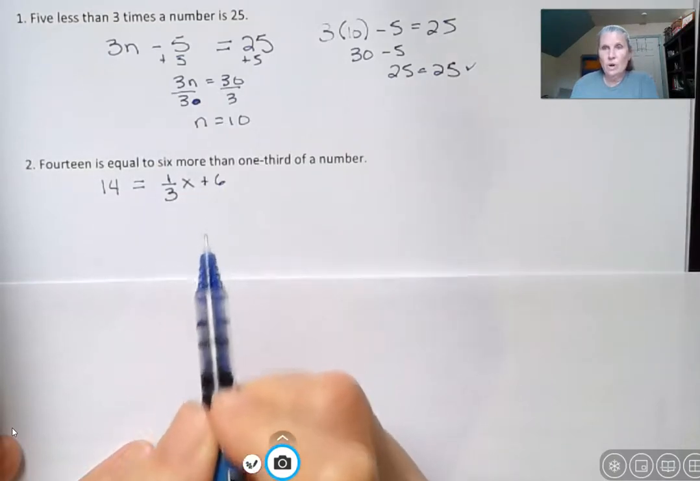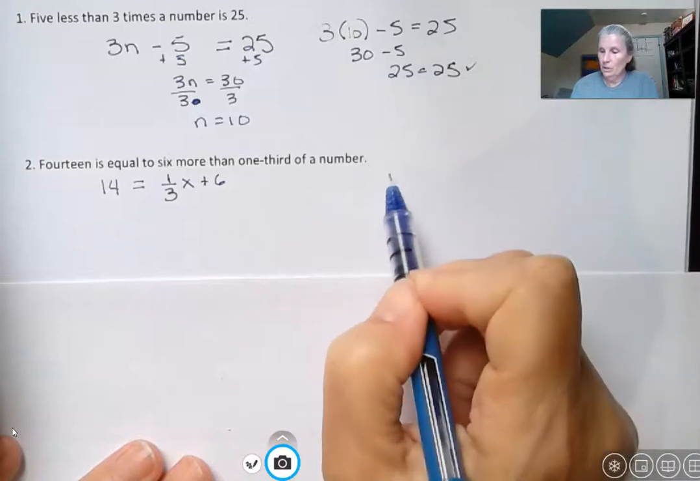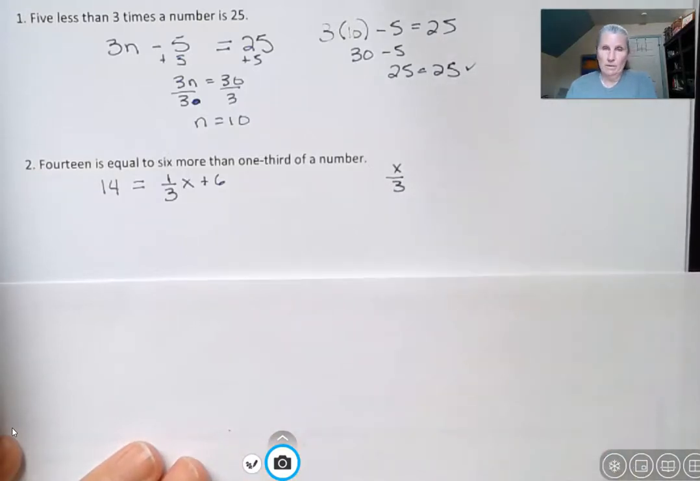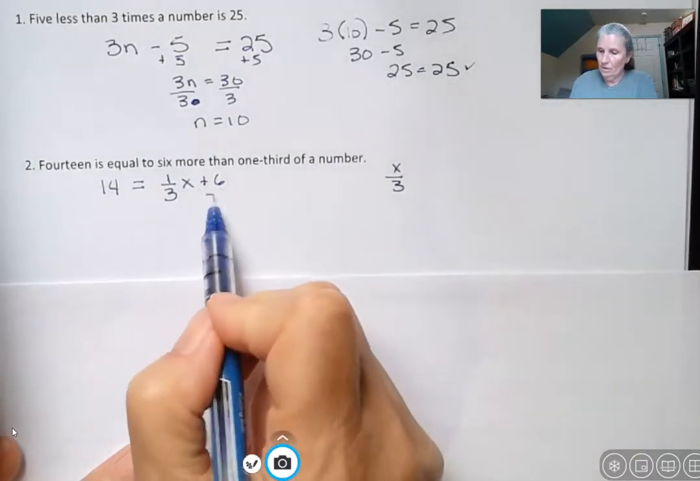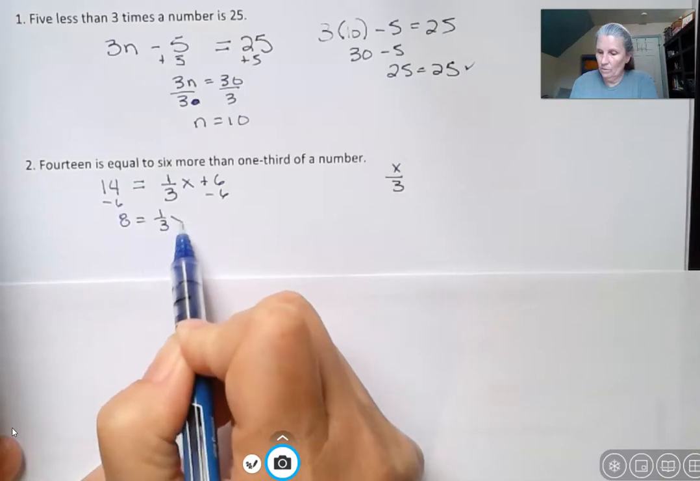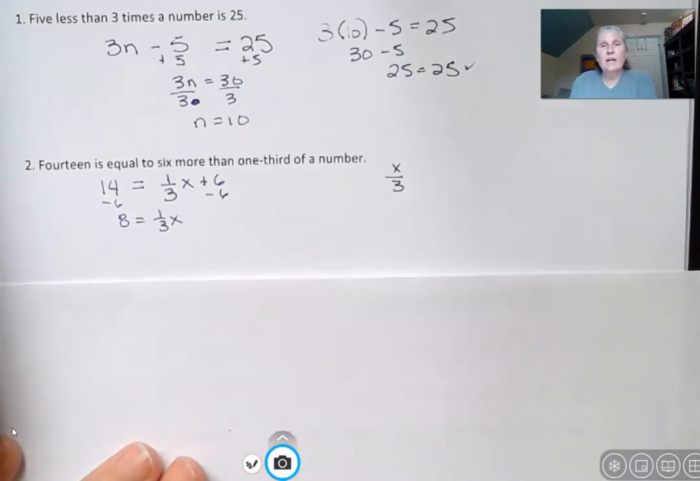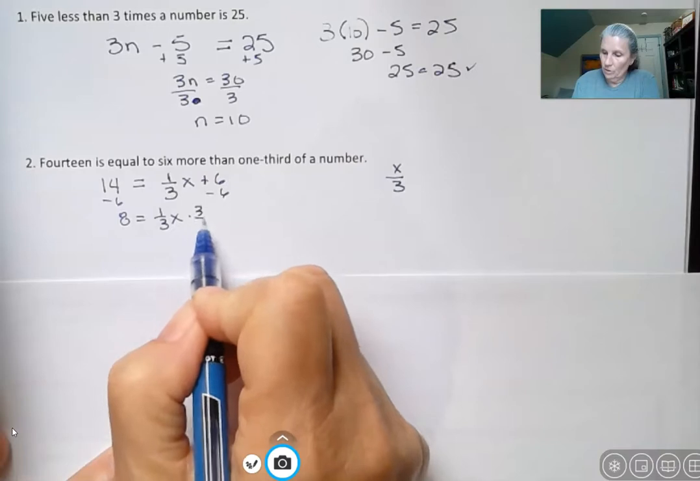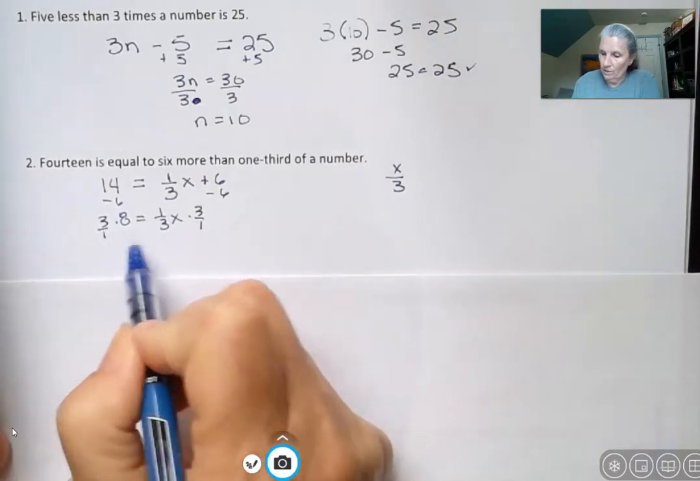Now, when you do 1/3 of a number, you could do it this way, some number divided by 3, right? That's another way to write the same thing. I'm going to solve this by subtracting 6 from both sides. That gives me 8 equals 1/3 x. And because I have a coefficient, that's a fraction, I'm going to multiply by the reciprocal. So the reciprocal of 1/3 is 3 over 1, and I'm going to do that to both sides.